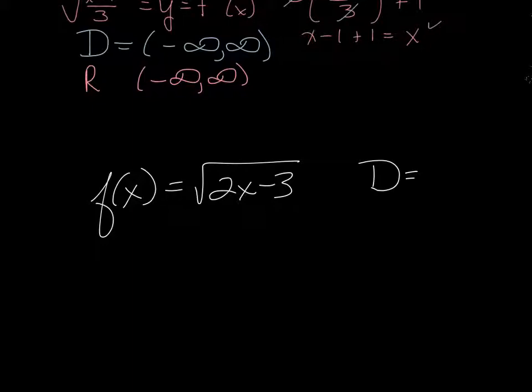2x minus 3 has to be... David? Greater than or equal to 0. But it can't be 0 though. Yeah, it can. The square root of 0 is 0.